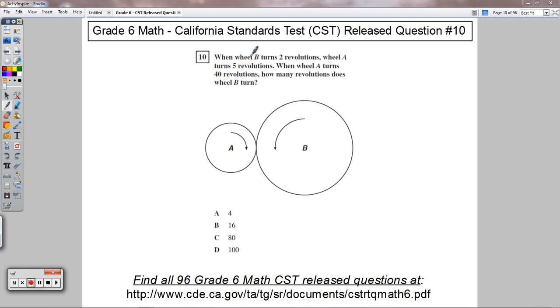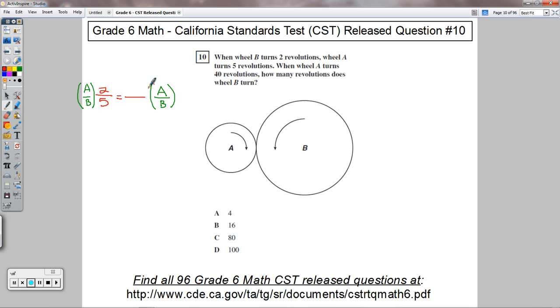We've got 2 revolutions is to 5 revolutions. So this is 2 to 5. This was a B to A comparison right here. So B was on the top, we had A on the bottom. That's just a side note there. So I better compare B to A over here as well in that same way if I'm going to set up a valid proportion. So this would equal, what's the B part in the second description?